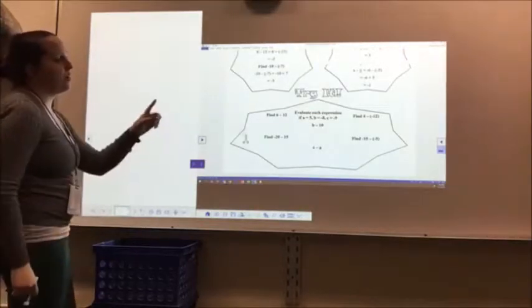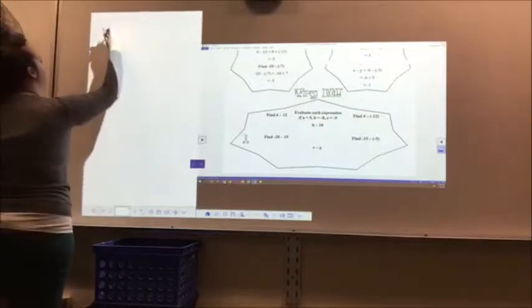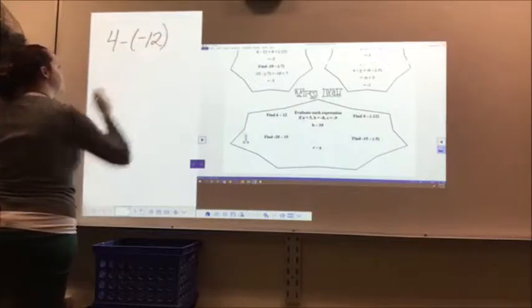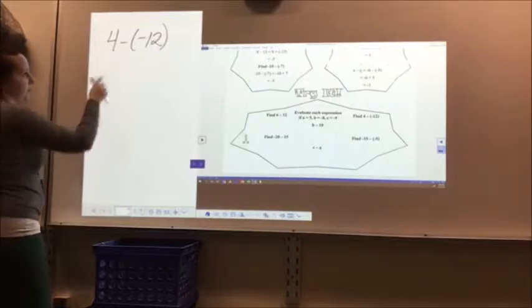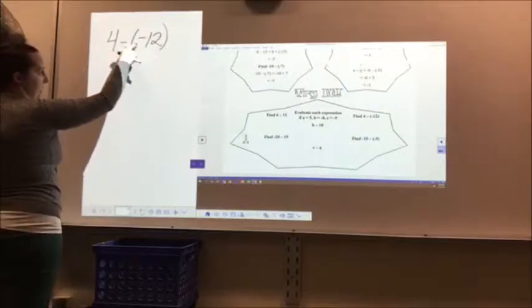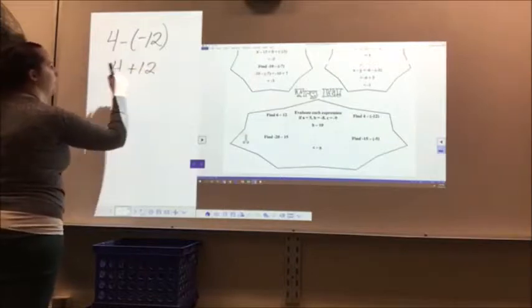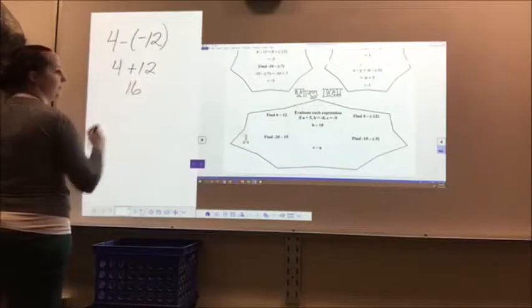Then I have my ones on the far right side. 4 minus negative 12. I can rewrite this. They're right next to each other, so it's positive. 4 plus 12, they're both positive, so I add them together. 4 plus 12 is 16.